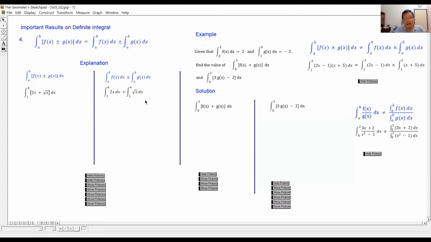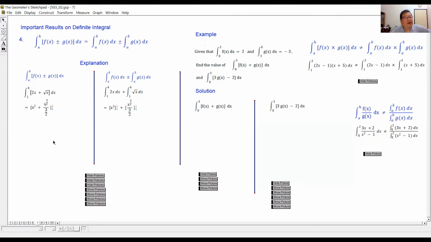So I'm going to integrate the left hand side and get the answer. I'm going to integrate the right hand side and get the answer, and see whether they are the same or not. If the answer is the same, then they are the same. Then we go and look at the working and see why they are the same. Okay, right.